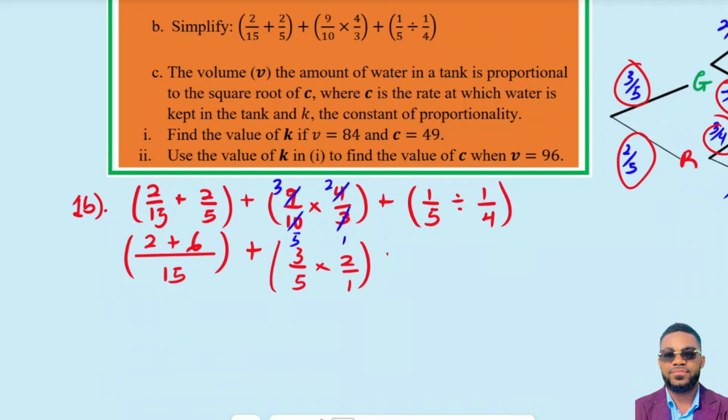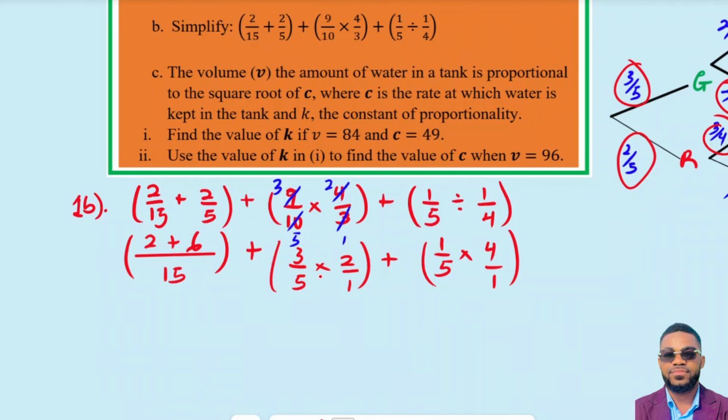So let's move on to the last bracket. Now in the last bracket, we have 1 on 5 divided by 1 on 4. So for division, we have to change the division sign to multiplication. So we're going to get 1 on 5 times, after changing the division sign to multiplication, we have to find the reciprocal of the next fraction. So that's going to be 4 on 1. So this is what we have.